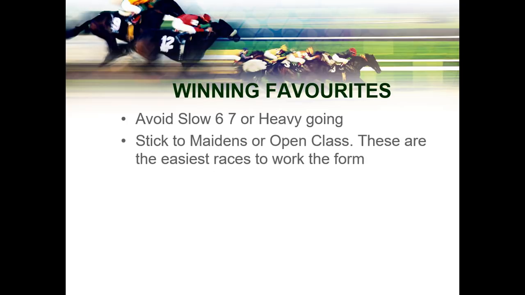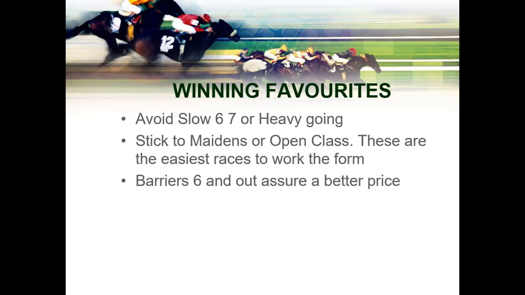We talk about winning favourites. Avoid slow 6, 7 or heavy going. Stick to maidens or open class. These are the easiest races to work the form. The thing is, in the maidens, they're either going to win or they aren't going to win. If they don't win after a few starts, they're generally not going to. In open class, they're easy to work with because all of the horses in that race have got form.